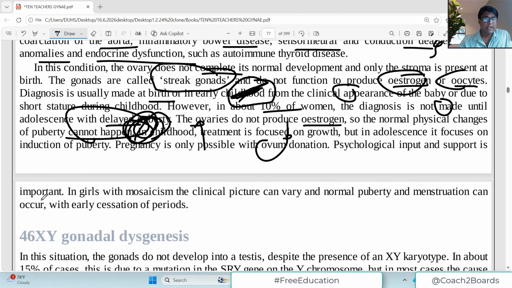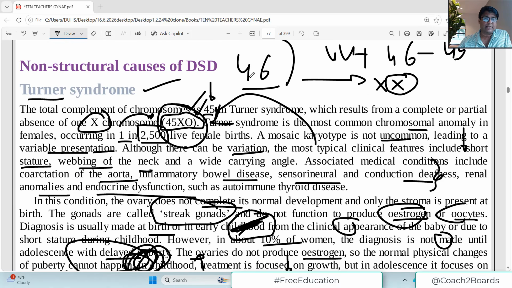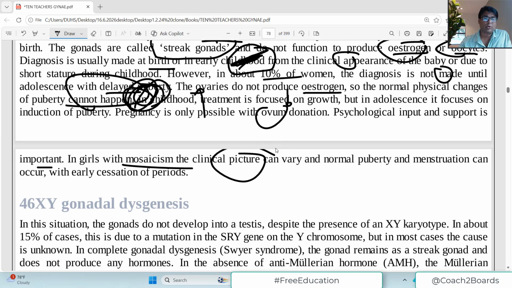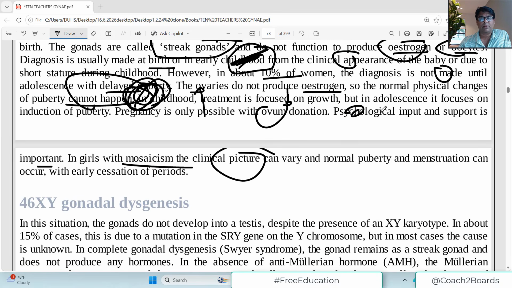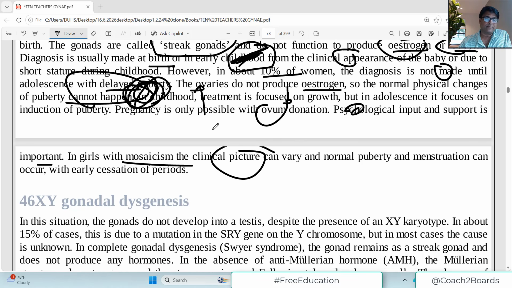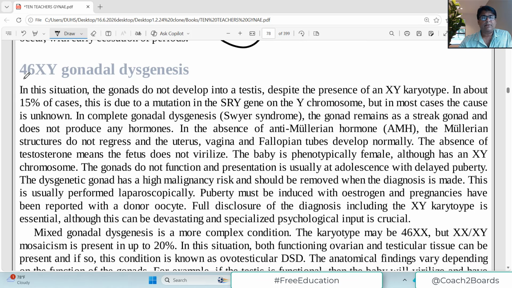Psychological input and support is very important in girls with mosaicism. The clinical picture may vary. मैंने बताया ना कि 100% सारे cells homozygous नहीं होते for 45XO genotype. Some of the cells may be normal. So if it's mosaic, depending upon how many cells are abnormal and how many cells are normal, the clinical picture may vary. Okay. Then there is another condition that you must know.